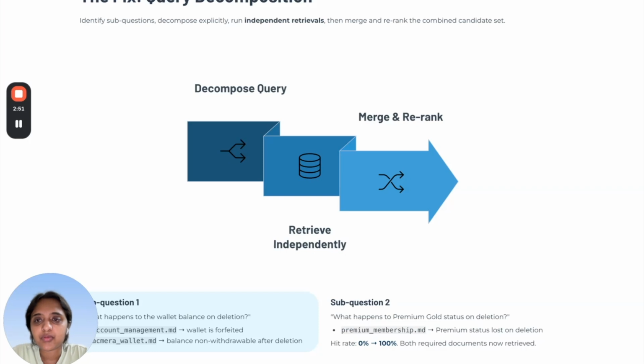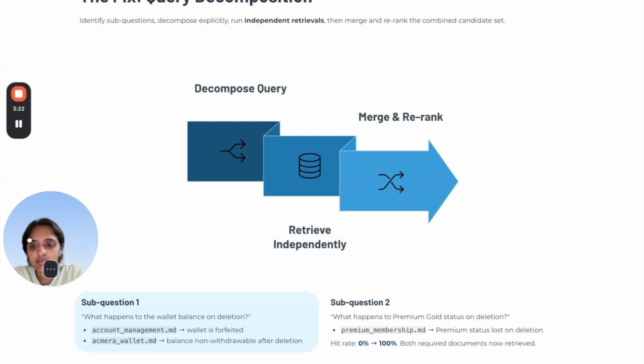For that we follow something called query decomposition, where we identify different sub-questions in the given query. For each sub-question, we run independent retrievals. Then we merge, do re-ranking, and give that as context to the LLM via context assembly. So if I have a complex query, I'm going to break it down into smaller sub-questions.